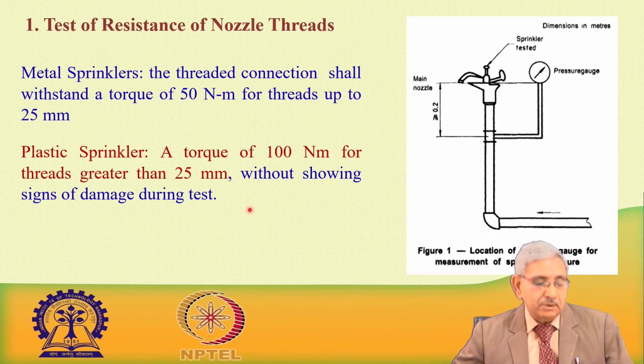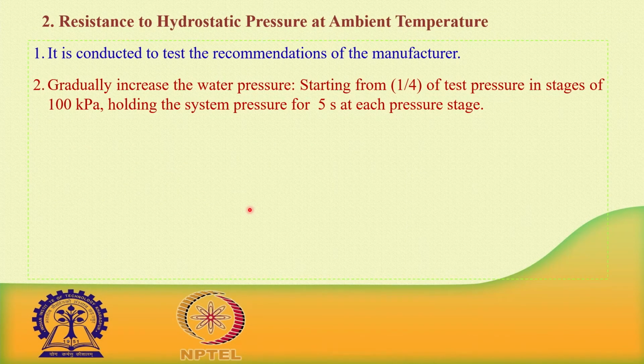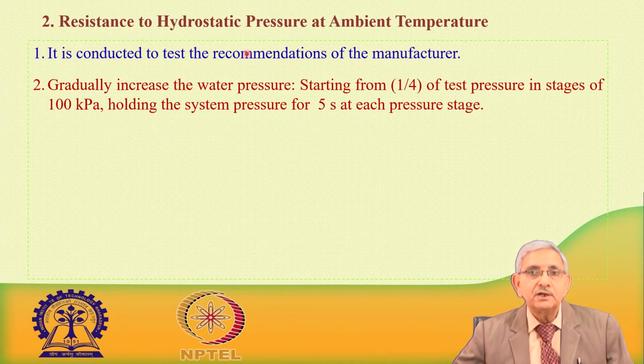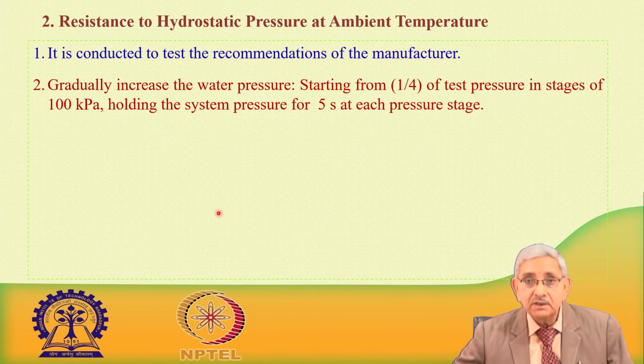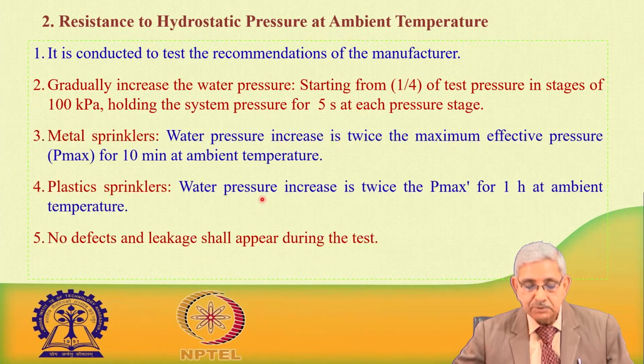So, this is the test for the resistance. Test to hydrostatic pressure at ambient temperature. It is conducted to test the recommendation prescribed by the manufacturer, and then this is carried out. It starts from one-fourth of the test pressure in stages, and it goes to 100 kilopascal, holding the system pressure for 5 seconds at each pressure gauge.